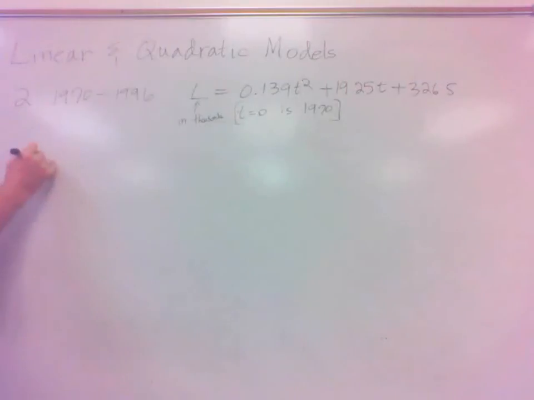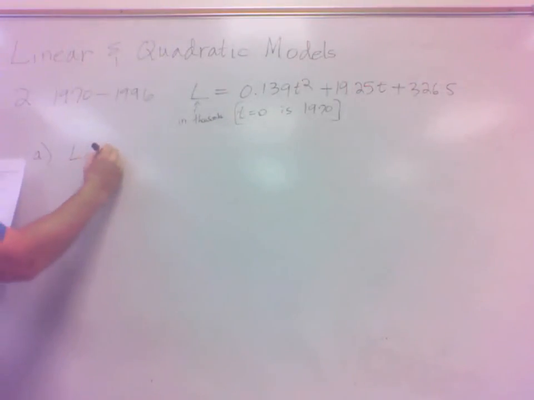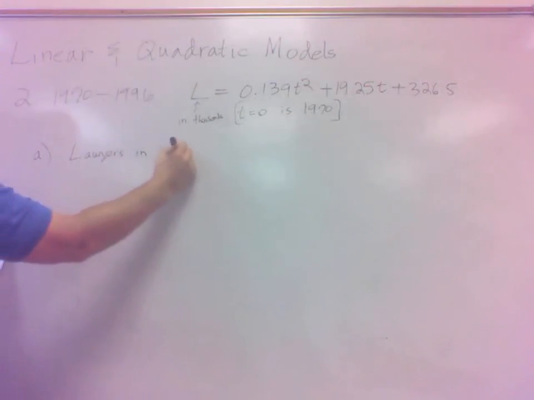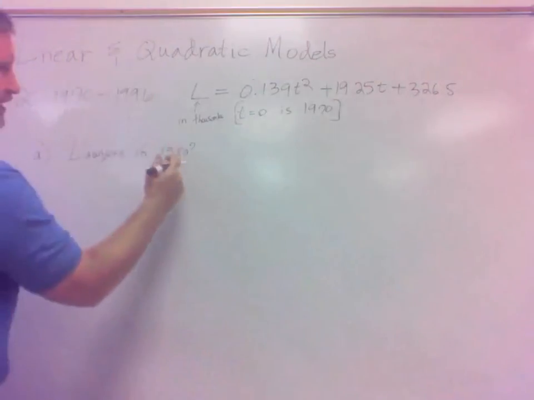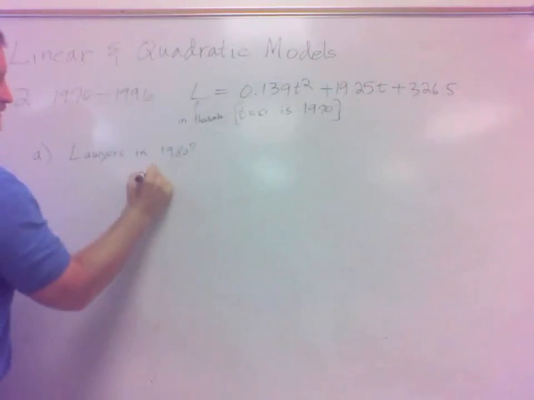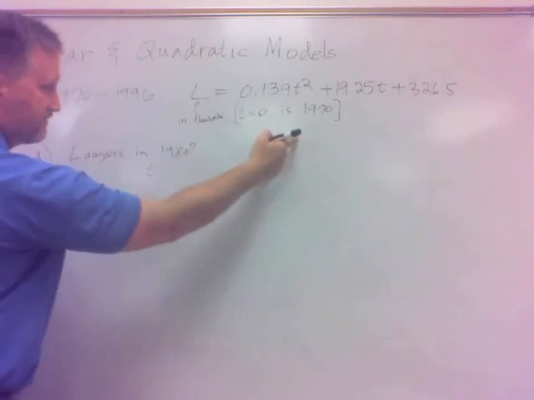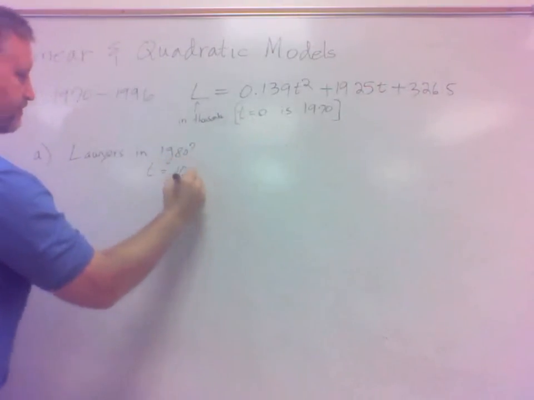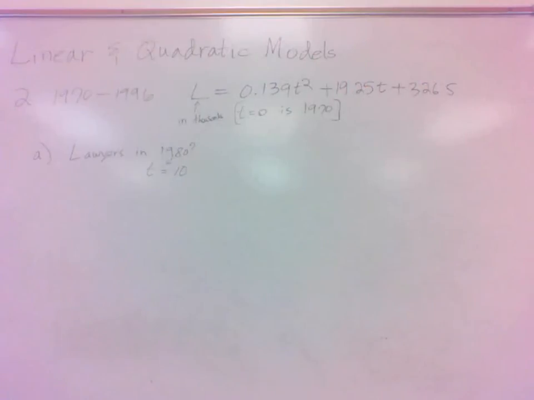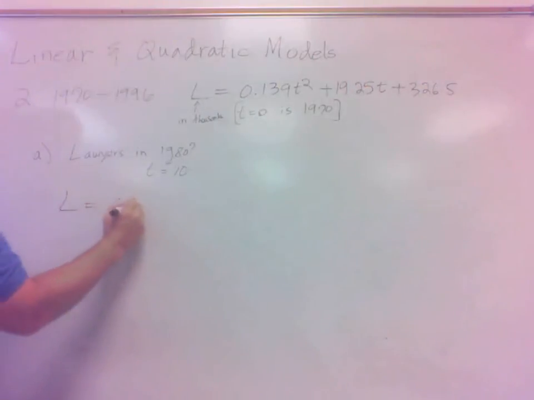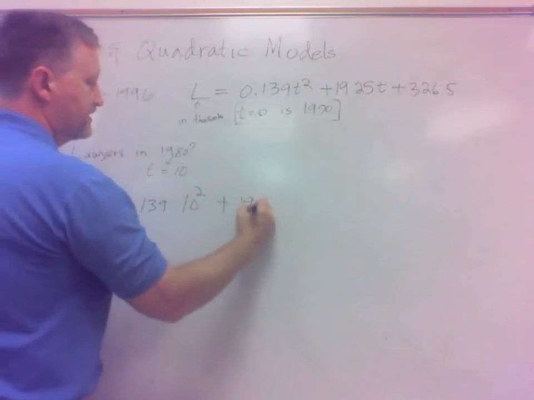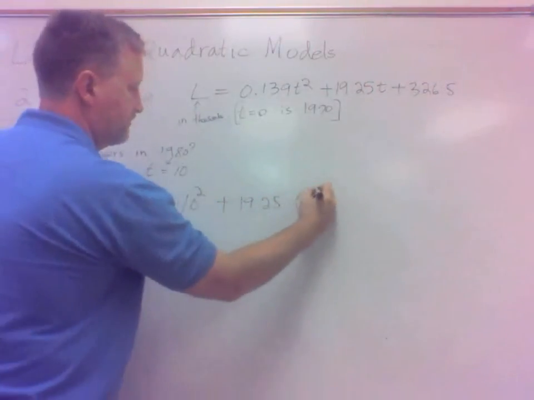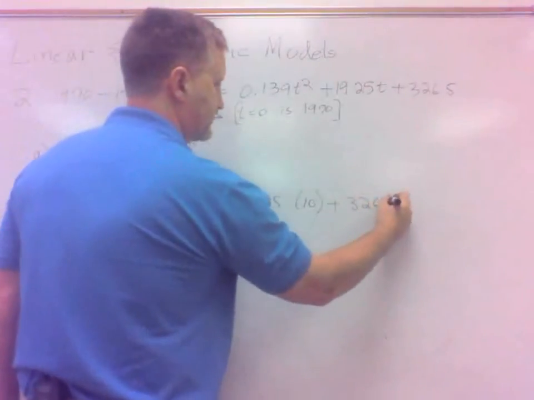All right, so a part of this problem is, how many lawyers were there in 1980? That's the question in part A. Well, if I know the year, then I know the time, the t. If we're talking 1980, wouldn't 1980 be t equals 10? Yeah. So this one is just a matter of plugging in t to be 10. So I have L equals 0.139 times t squared, plus 19.25 times t, which is 10, plus 326.5.